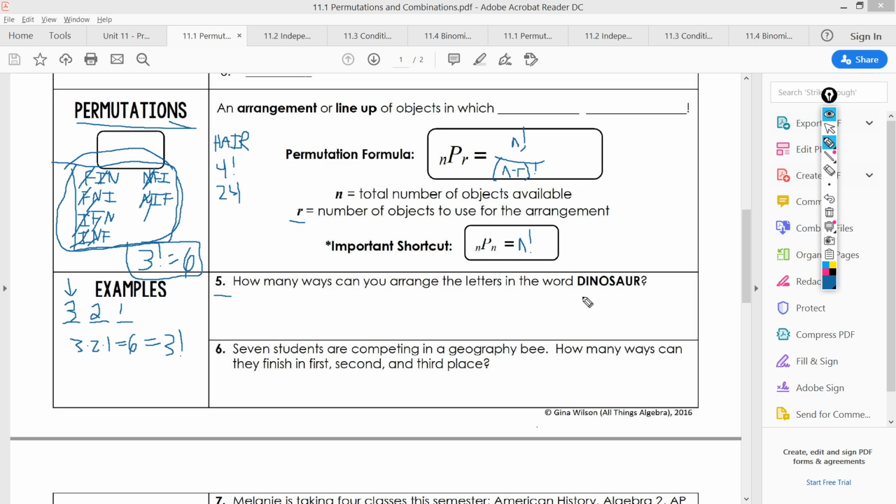Okay? So for dinosaur, the logic is, this is a 1, 2, 3, 4, 5, 6, 7, 8 letter word, okay? How many ways can I pick my first letter? Well, there's 8 different letters I can pick. So there are 8 ways that I can pick my first letter. Now I've picked a letter, so my second letter is 7 ways. And I've picked 2 letters, so it goes down to 6, 5, 4, 3, 2, 1. So this is just 8 factorial. Okay?